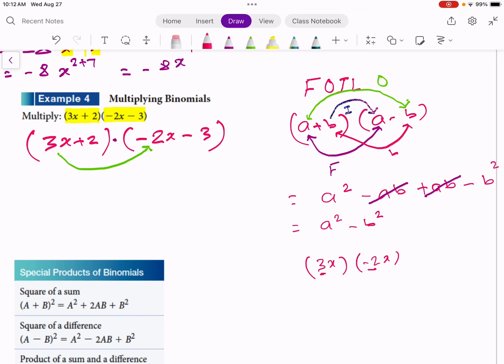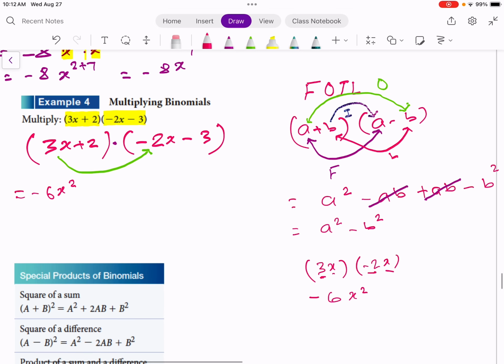3 times negative 2 is negative 6. x times x is x square. So we have negative 6x square. Now let's multiply outside terms. So what are the outside terms here? Positive 3x and negative 3. So these two are the outside terms.